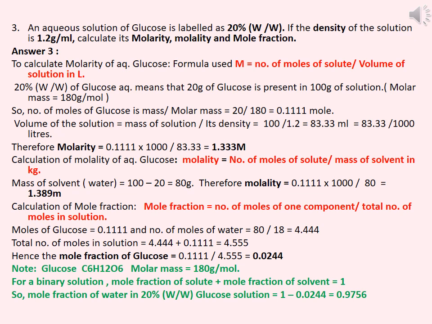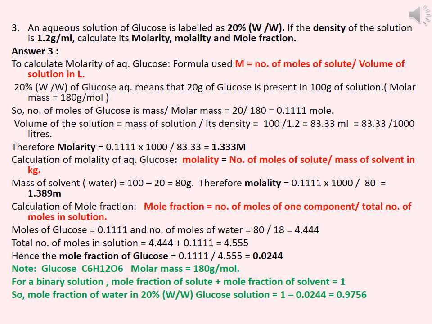Volume of the solution. How to calculate volume of the solution? Total mass of the solution is 100 grams. 20 grams of glucose present in 100 grams of solution. In the problem, density is given. So, mass of the solution divided by its density will give us the volume of the solution. And the volume of the solution works out to be 100 by 1.2, 83.33 ml.